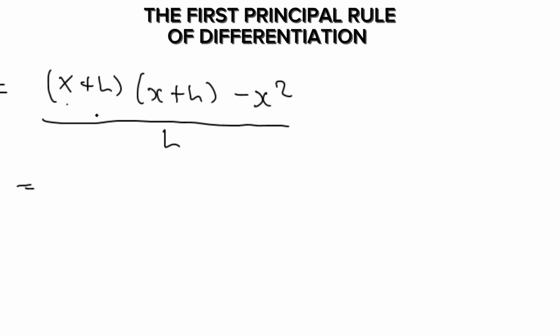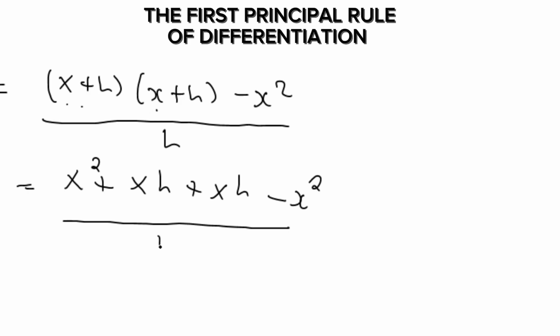So there we'll have x multiplied by x, that will give us x squared, x times h, that will give us xh, plus another xh, plus h squared, all divided by h. Then we can subtract x squared minus x squared there and get a 0. xh plus xh, that will be 2xh, divided by h, will cancel out. So there we'll get 2x.